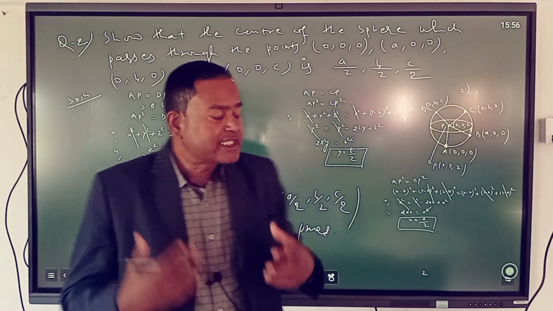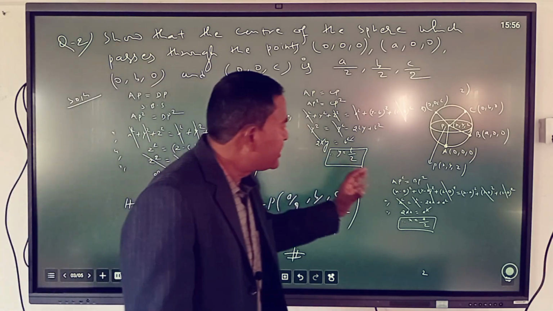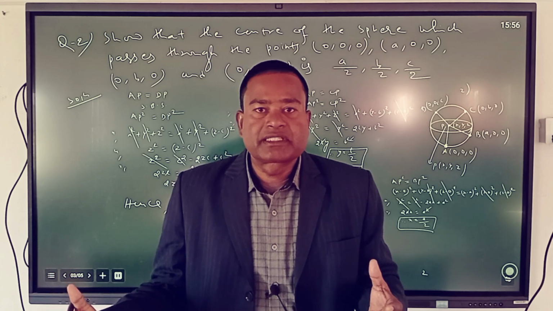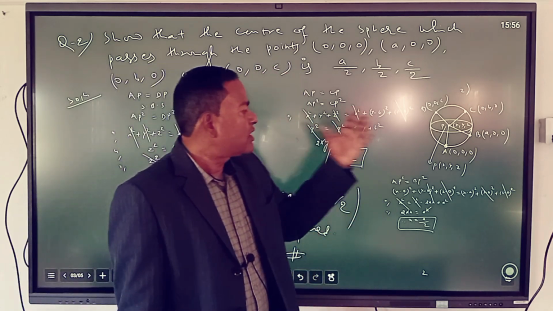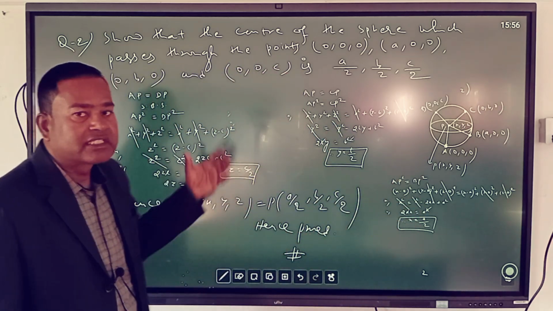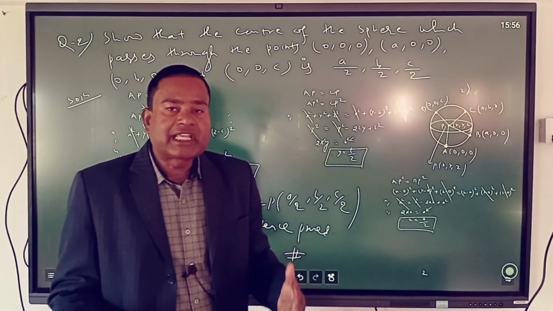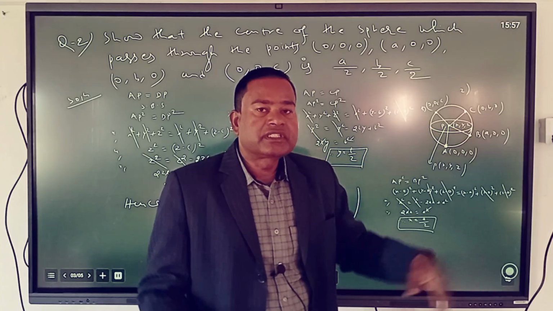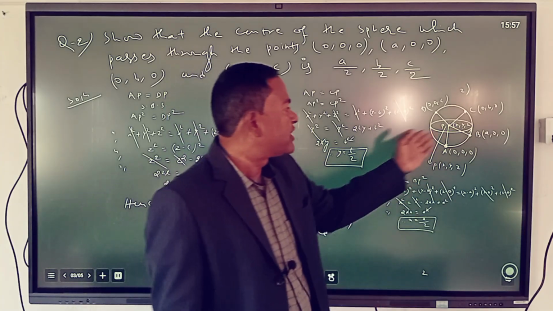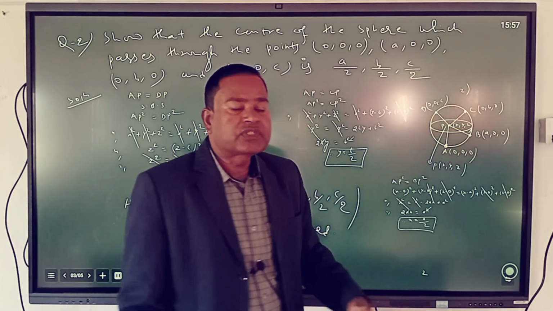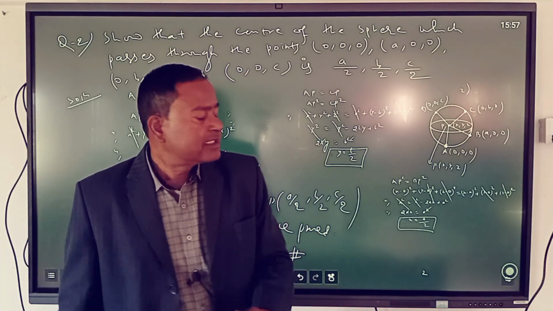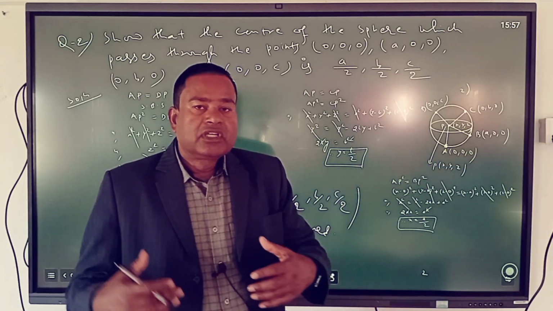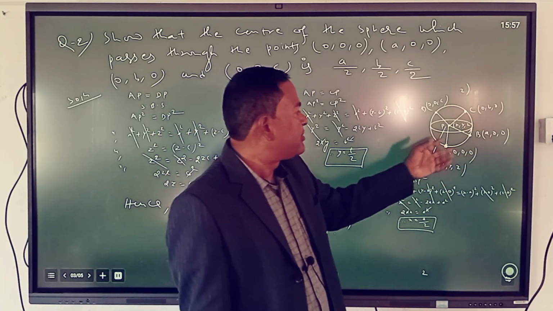So dear student, this is simply the application of the formula of distance between any 2 points in space. So simply we have used the distance formula and by simple calculation we have got the center of the sphere. First we supposed the center of the sphere as P x comma y comma z and the given 4 points we supposed as A, B, C, D. Then we have found the distance of AP and BP.